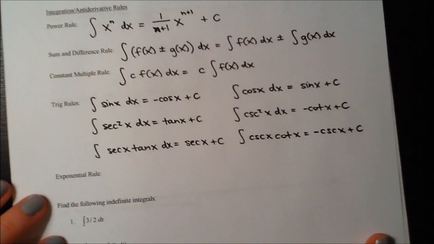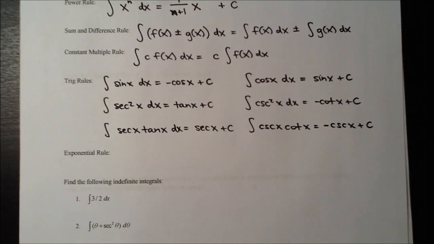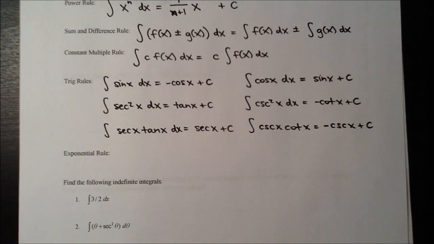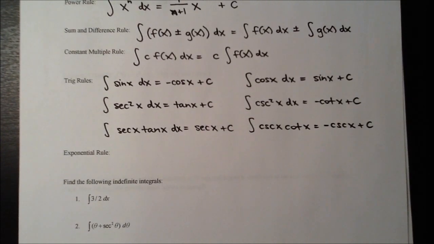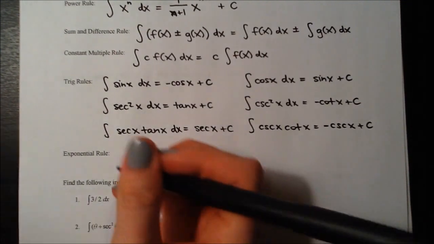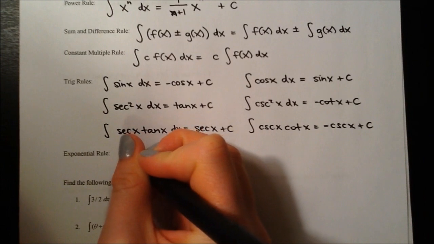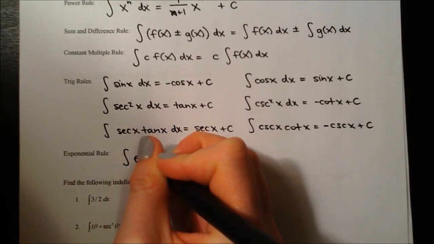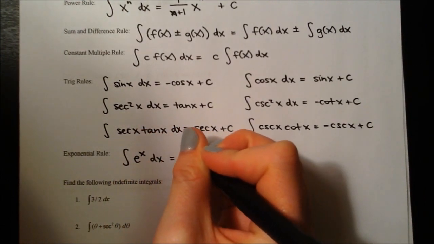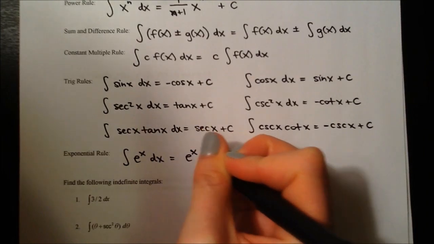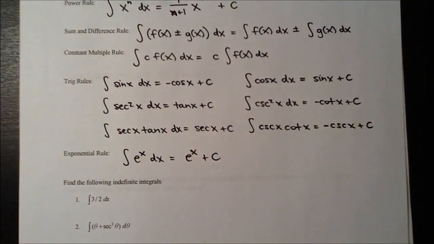Okay, so notice we do not have a general antiderivative for tangent, secant, cotangent, cosecant. We will eventually, but we don't now because we don't have any functions that give those as their derivatives. Okay, the exponential rule, of course, one of the most wonderful rules that there is. The antiderivative of e to the x is e to the x plus c.